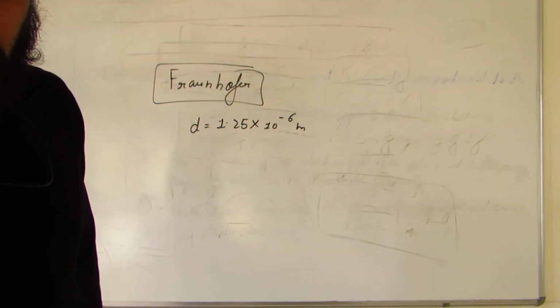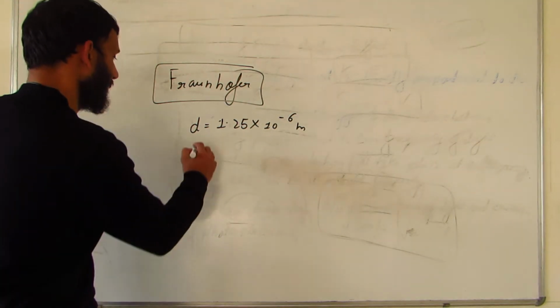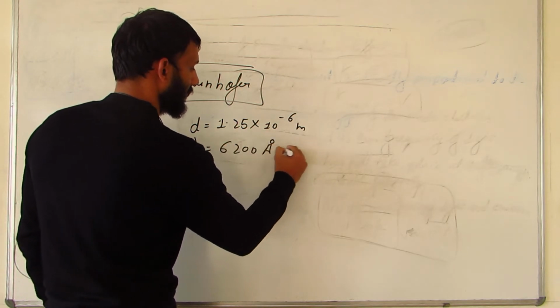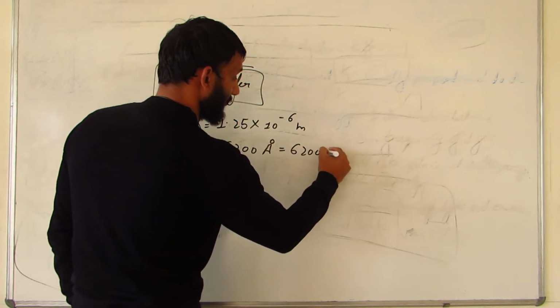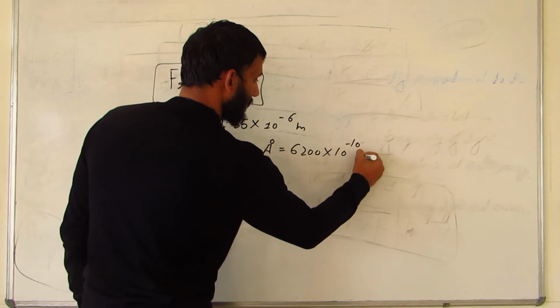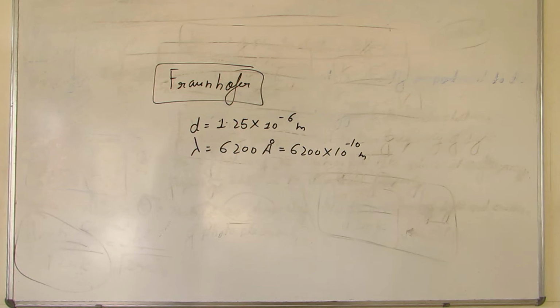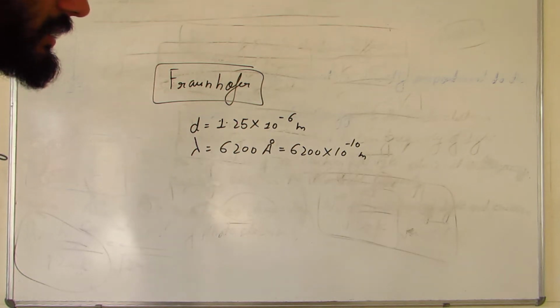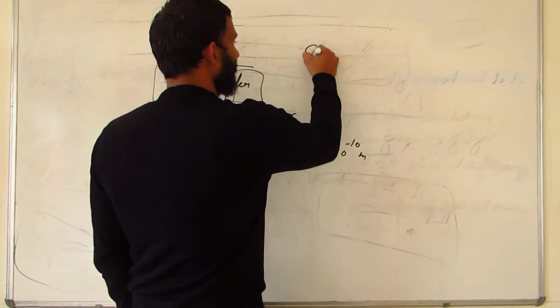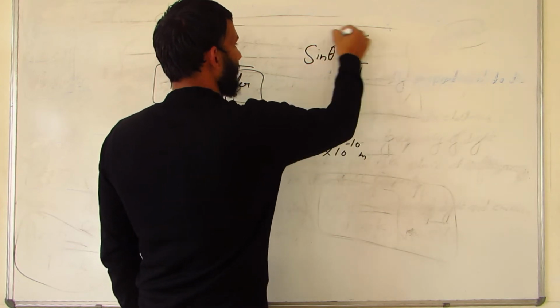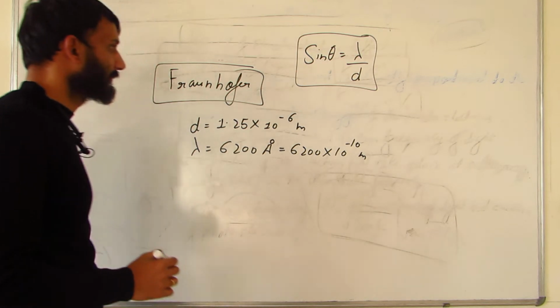It is observed with a light of wavelength 6200 angstrom. You know that angstrom means 10 to the power minus 10 meter. Calculate the angular width of the central maxima. So you know the formula was sin theta equals lambda by d. This was the formula.